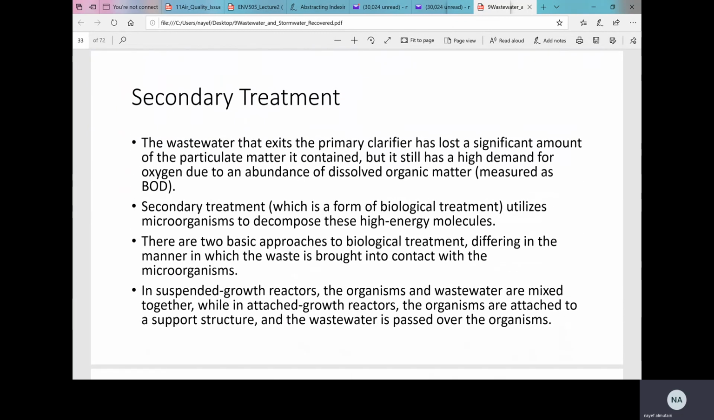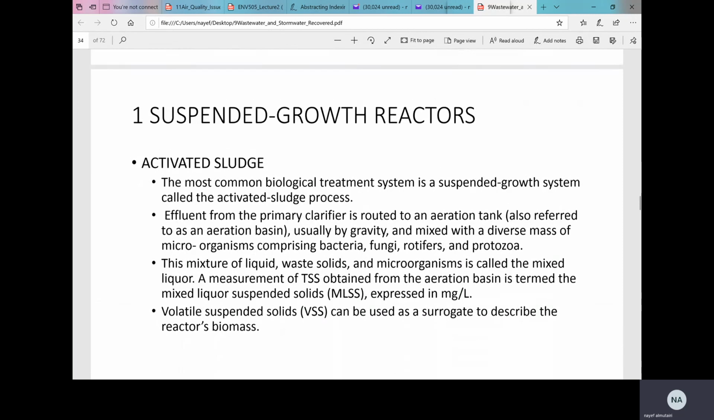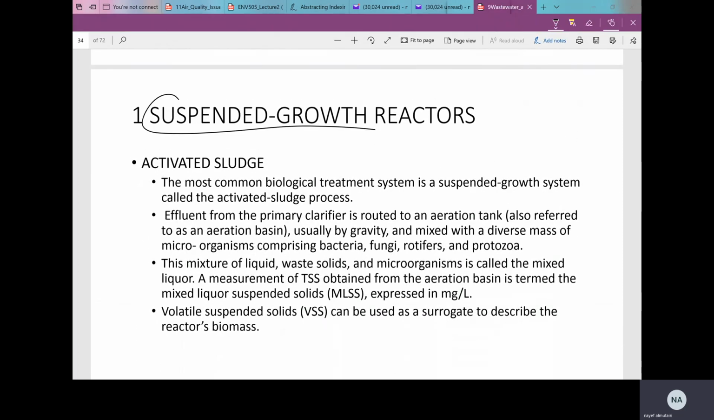Secondary treatment. This is the main process in the wastewater treatment. The microorganism will be from here. Okay? Of course, we are studying suspended growth. There is other ways, but for us, even for Kuwait, they are using suspended growth reactors, and we call it activated sludge.